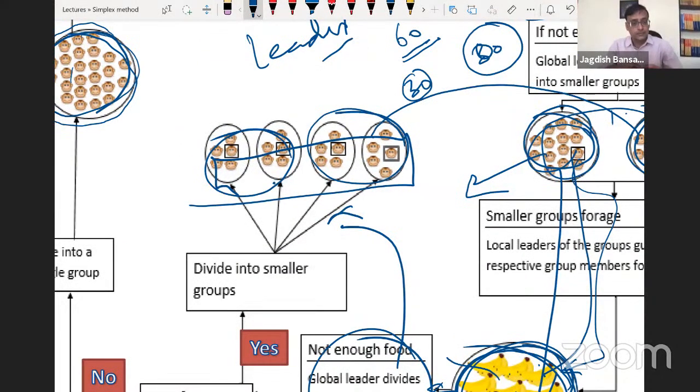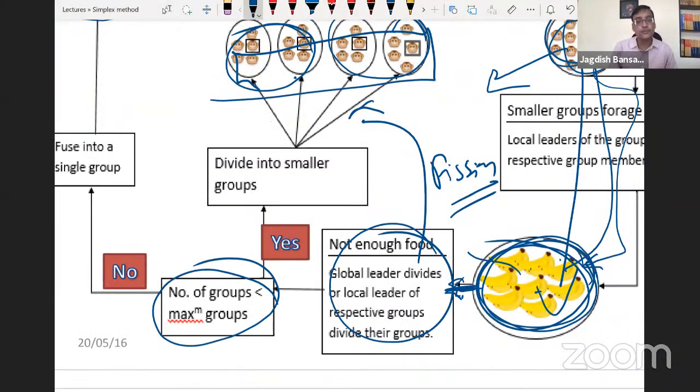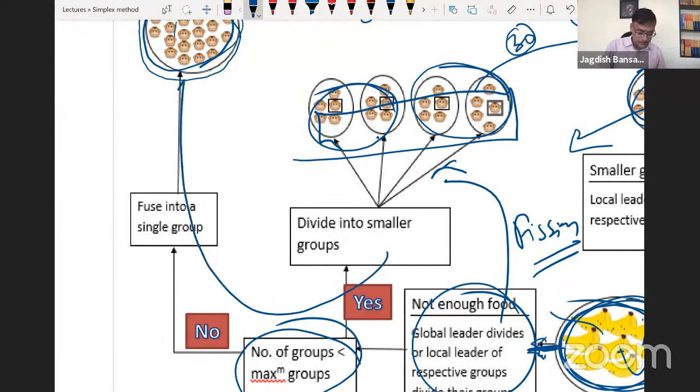Now the groups may be 4, 8, 16, and so on. So this process continues. The fission process continues until the maximum number of groups are formed, or the evening. In the natural phenomena, what happens? The monkeys keep on dividing themselves into smaller groups until evening, right? And in the evening, when the sun sets, they return to the habitat wherever they live.